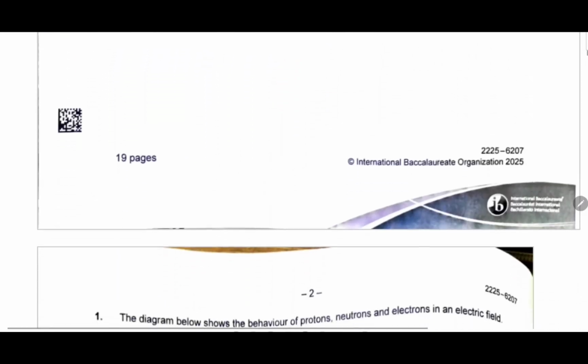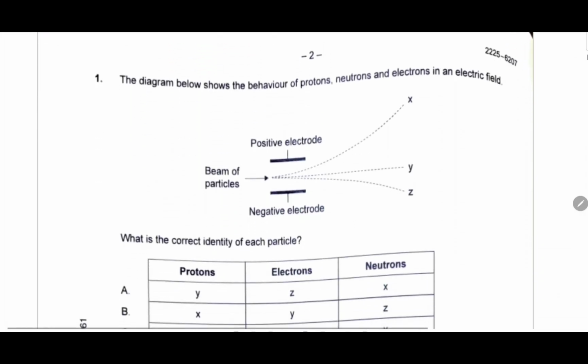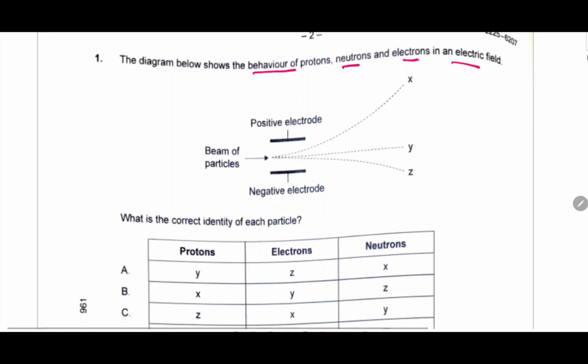Okay. The first question of this is, the diagram below shows the behavior of protons, neutrons and electrons in an electric field. And as we can see, positive and negative electrodes are there. A beam of particles is allowed to pass through these electrodes. It is found that X is bending towards the positive electrode, Z is bending towards the negative electrode, and Y is moving without any deviation.